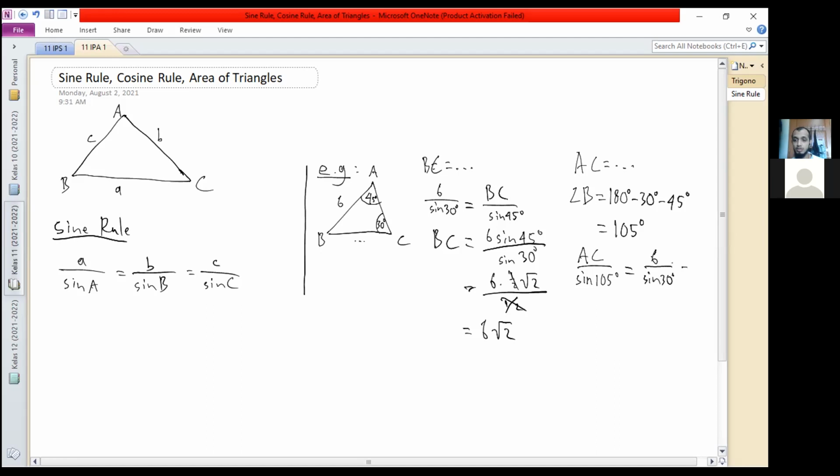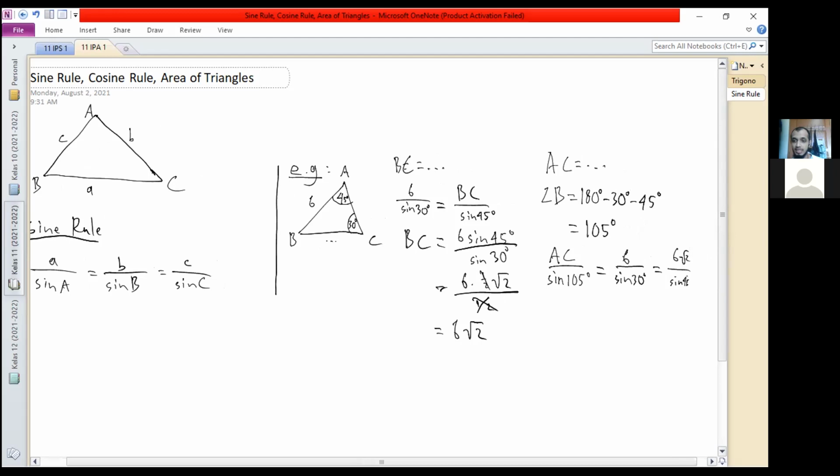Yeah, we can also use the other one, which is 6 square root of 2 divided by sine of 45 degrees. But in that case, I think it's easier if you use this one. So let's just use these two. And then AC equals 6 times sine of 105 degrees divided by sine of 30 degrees.